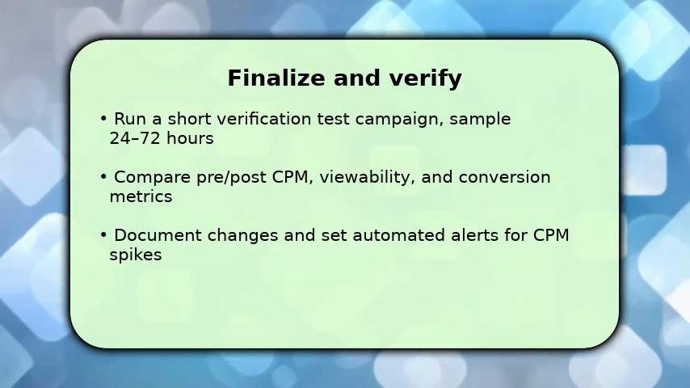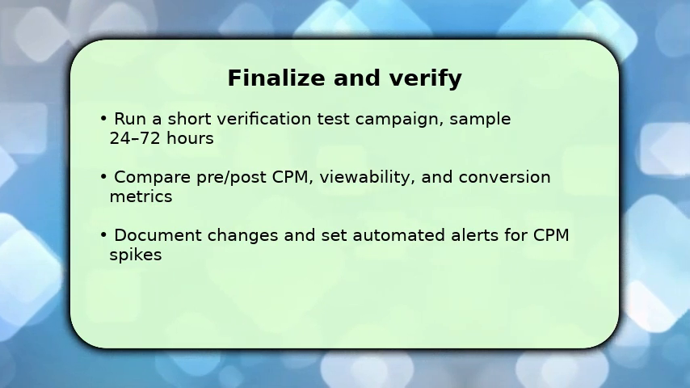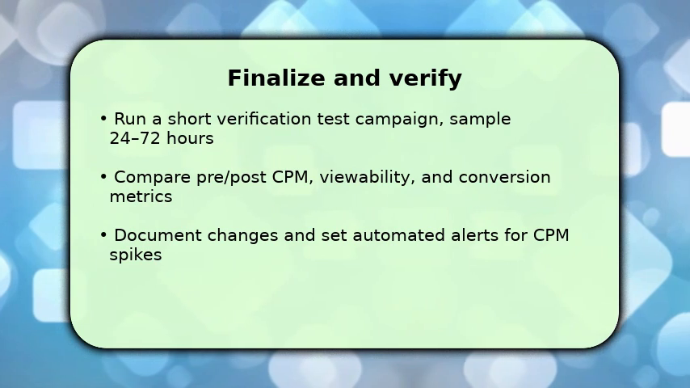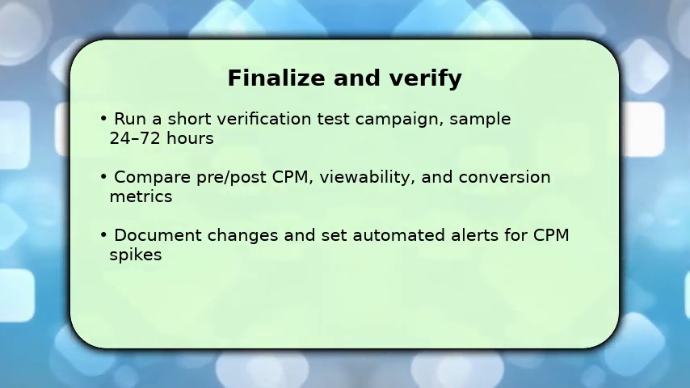Finally, document the rule changes and set automated alerts for CPM spikes so you're notified if bumper-style costs reemerge. If problems persist, contact your platform rep with exported logs for faster troubleshooting.